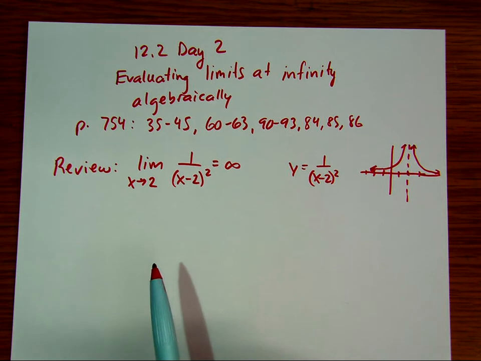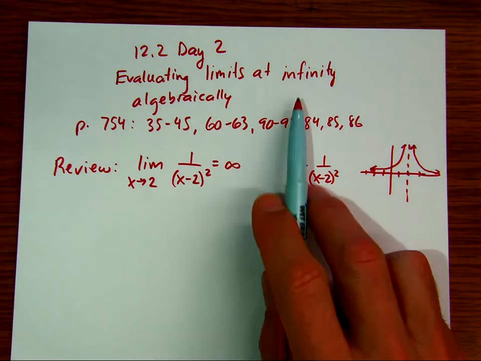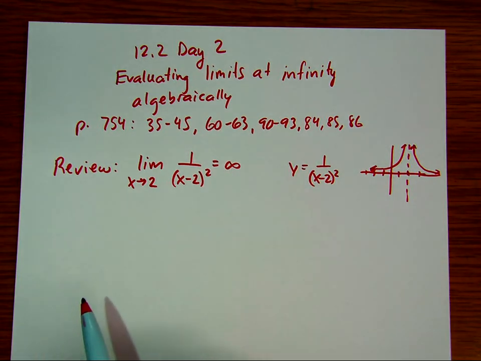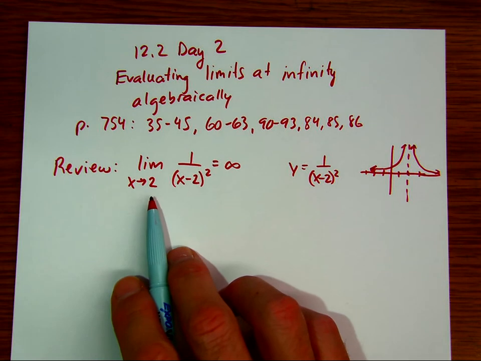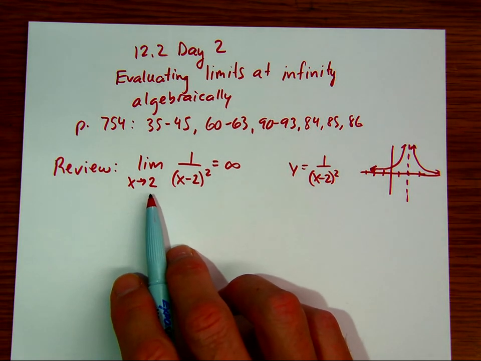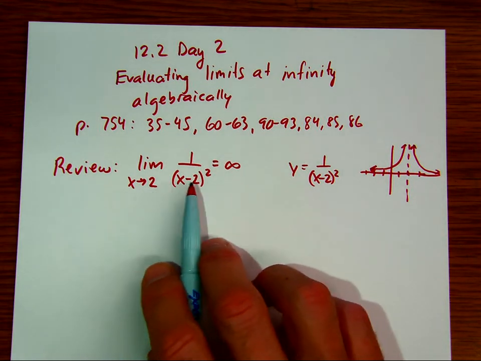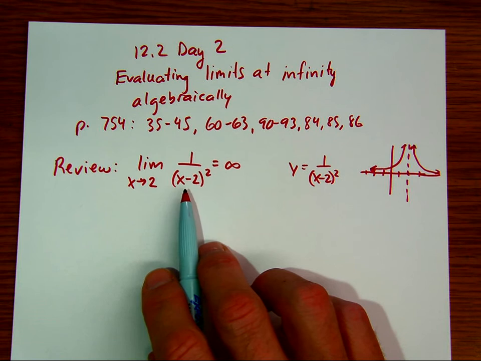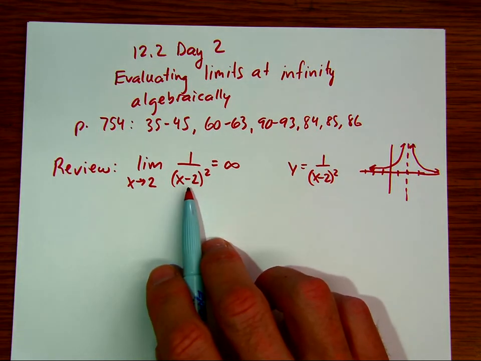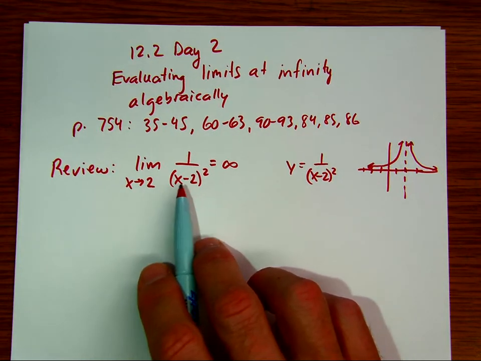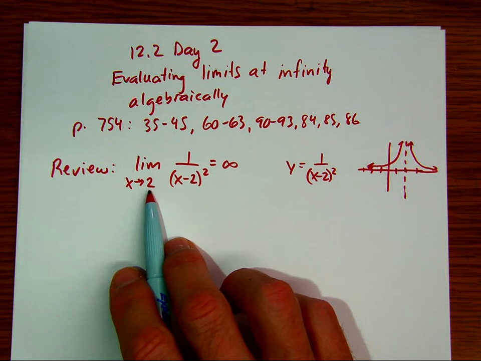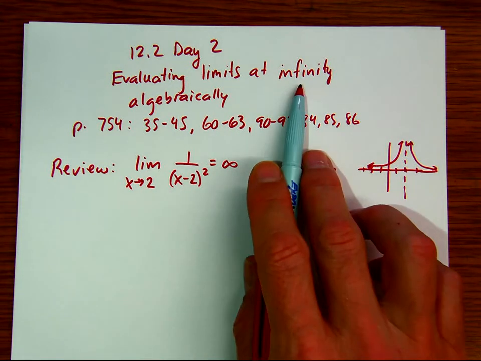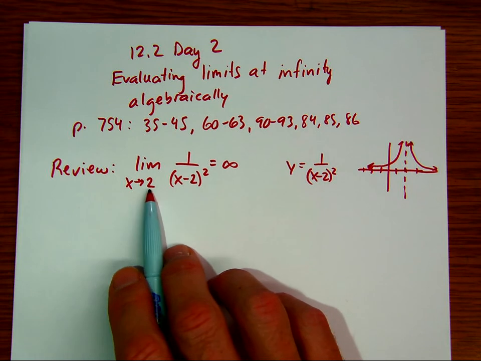In this lesson, we're going to evaluate limits at infinity algebraically. So let's review that as x goes to 2, this function goes to infinity. We've seen that with limits, 1 over 0. And so today, instead of this being a 2, we're going to put the infinity right there. So that's what's different about limits at infinity, where x goes to infinity.